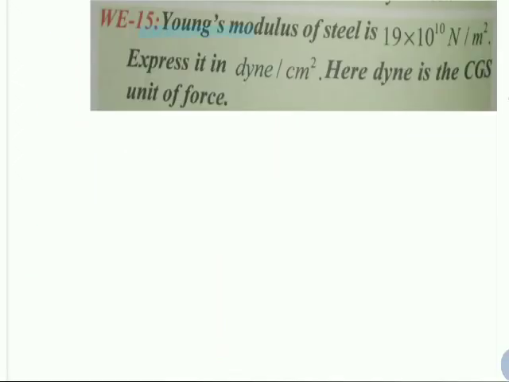Young's modulus of steel is 19 into 10 to the power of 10 Newton per meter square, expressed in dyne per centimeter square, where dyne is the CGS unit of force. So the SI unit of Young's modulus, N by meter square, is given.